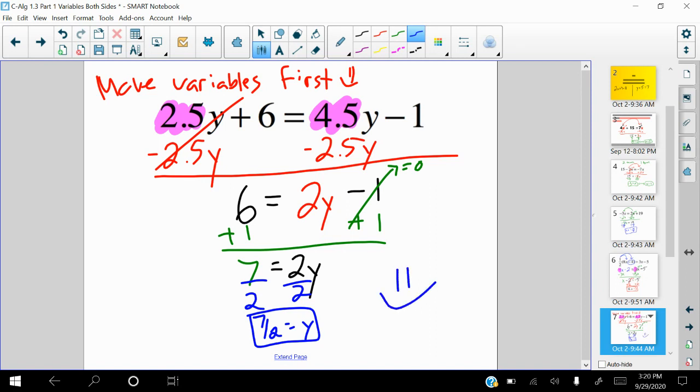Again, in summary, we want to get your variables on one side of the equal sign. If given the choice, 9 times out of 10, you want to have a positive coefficient for your variable, so move your variable to where it's going to be positive. Move that lesser one to the greater one, and then you want to move your variables first. And that's how we solve equations that have variables on both sides.